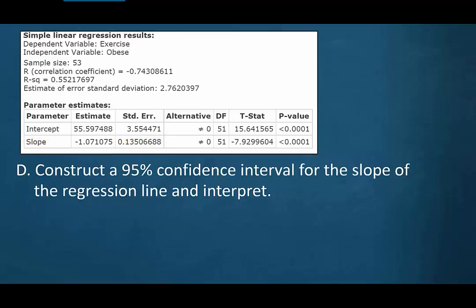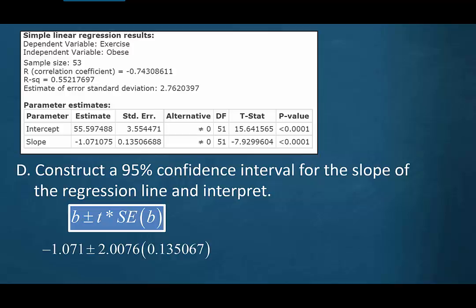So part D, construct a 95% confidence interval for the slope of the regression line, and let's interpret. To construct this interval, we're going to substitute the values into that form of b plus or minus t star times the standard error of the slope. And we have everything, so we have our slope at negative 1.071 plus or minus 2.076 times 0.135067. And multiply the value to the right of that plus or minus to get the margin of error, which is 0.27116. So let's go ahead and interpret this.